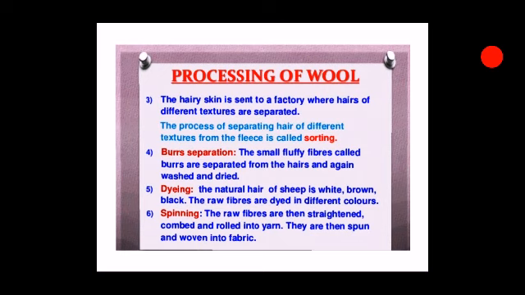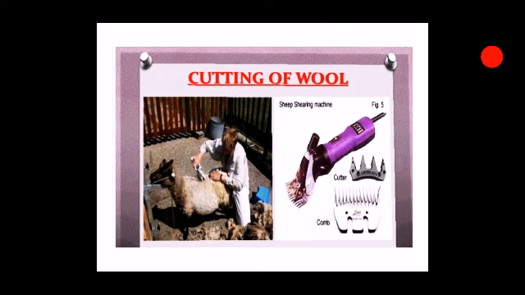And the last is spinning. The raw fibers are then straightened, combed and rolled into yarn. Then they are spun and woven into fabric. So this is the process of how the wool is converted into fibers.